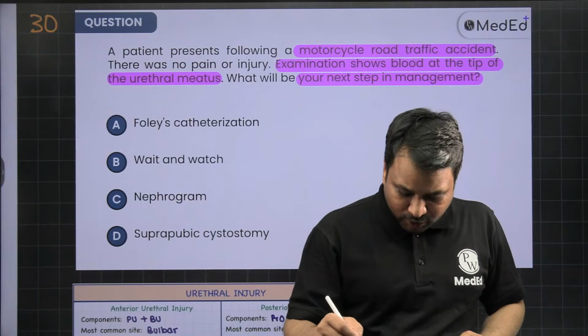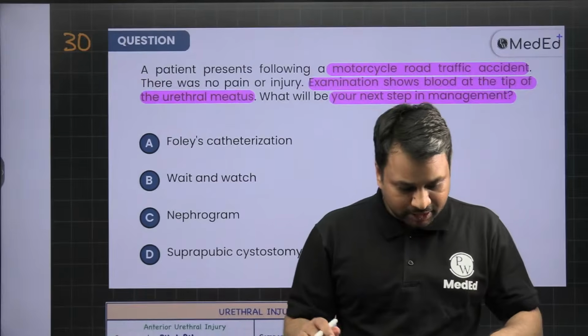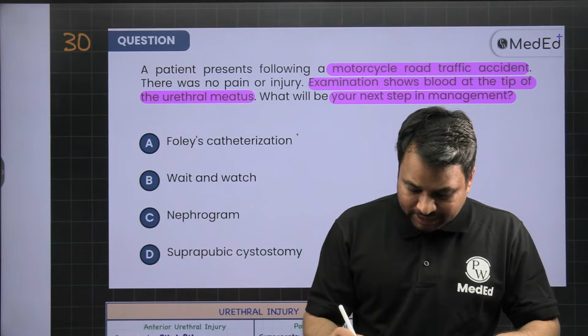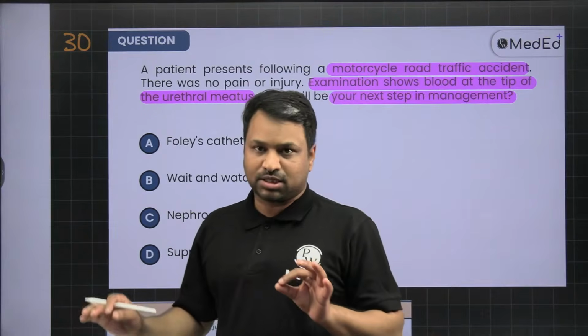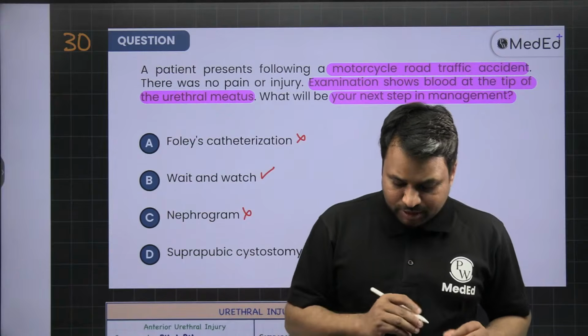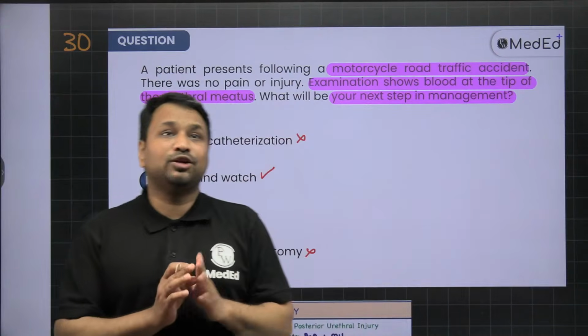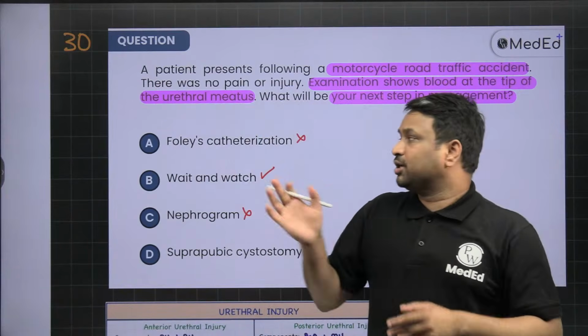Actually, the next step is to evaluate the extent of the injury; that will be the right answer. Now, here I will not go with catheterization directly. If there's only blood at the meatus and nothing else, I'll wait and watch. There's no need for nephrogram, no need for suprapubic cystostomy. In order to make a decision between Foley's or suprapubic, RGU has to be done. Without doing an RGU, you cannot make a decision. So here we'll wait and watch.